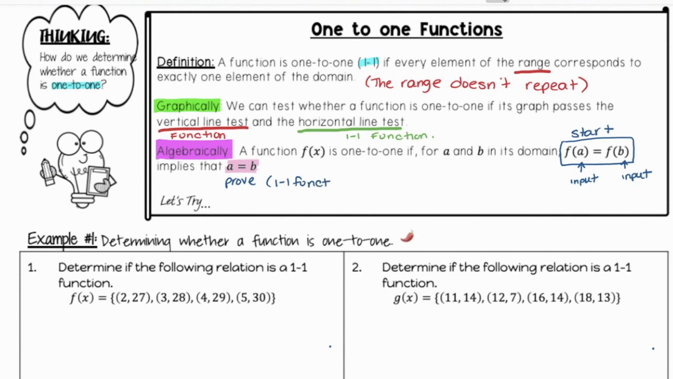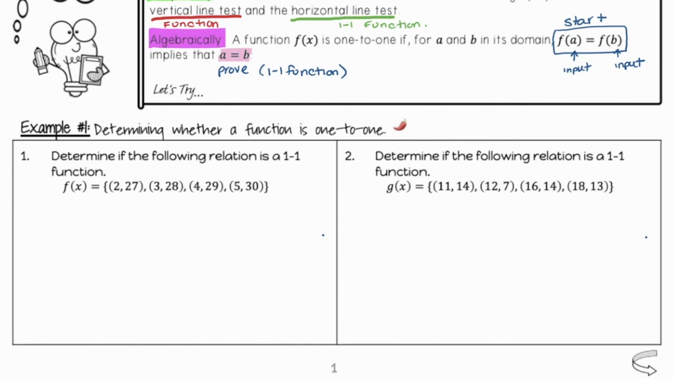So not all functions are one-to-one. Some functions obviously aren't, and we're not going to be able to prove that. So that's the algebraic method. So let's go back to some basics. For example 1, we are determining whether the function is one-to-one. So for number 1, we have determined if the following relation is one-to-one.